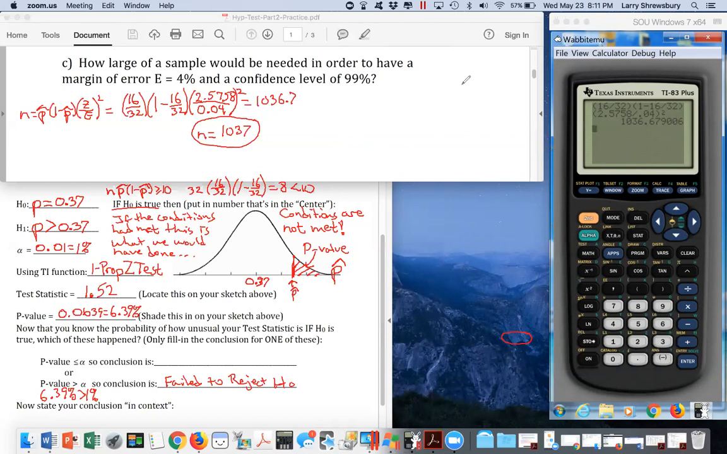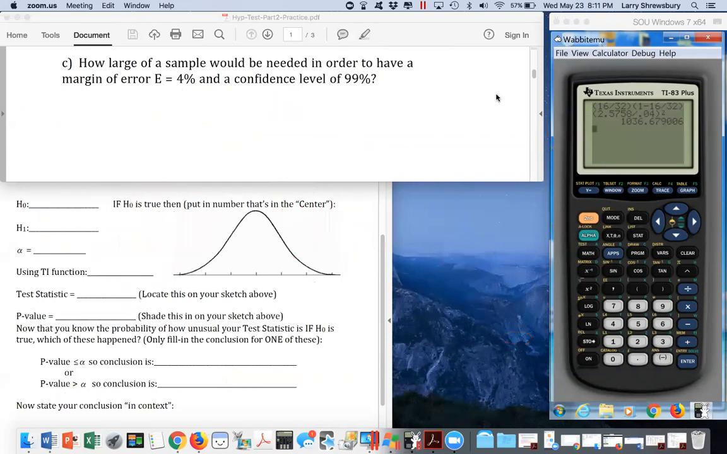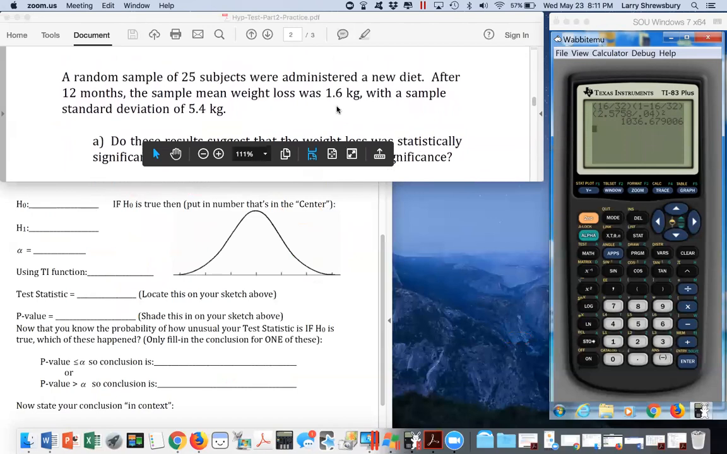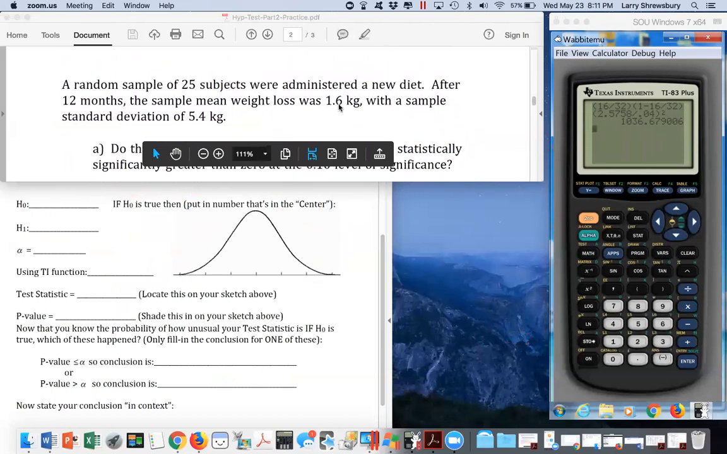All righty. So let's clear this one off and take a look at another one. Let's see here. What's going on with this one? A random sample of 25 subjects were administered a new diet. After 12 months, the sample mean weight loss was 1.6 kilograms with a sample standard deviation of 5.4 kilograms. Do these results suggest that the weight loss was statistically significantly greater than 0 at the 10% level of significance?